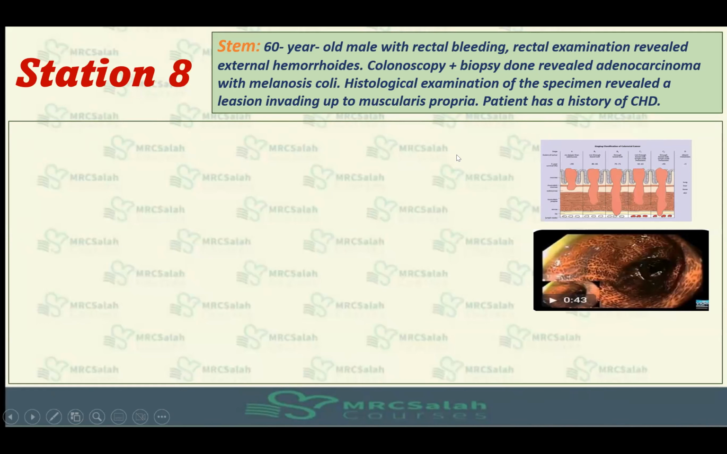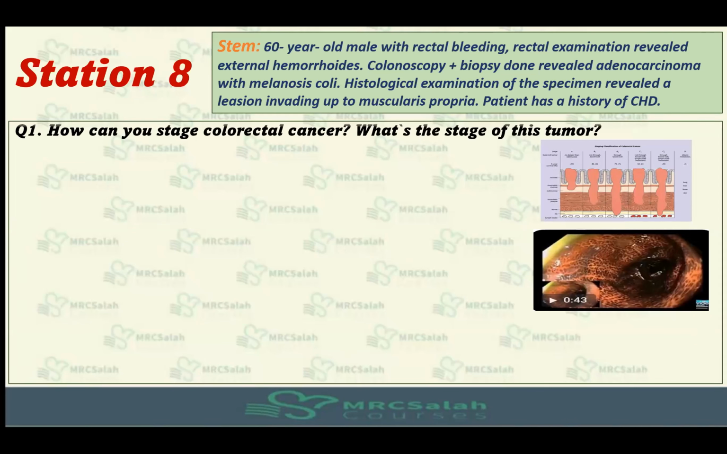Okay. Now we want to run. Okay. 60-year-old male with rectal bleeding, rectal examination revealed external hemorrhoids. Colonoscopy was done with biopsy, revealed adenocarcinoma with melanosis coli. Histological examination of the specimen revealed a lesion invading up to the muscularis propria. Patient has a history of coronary heart disease.